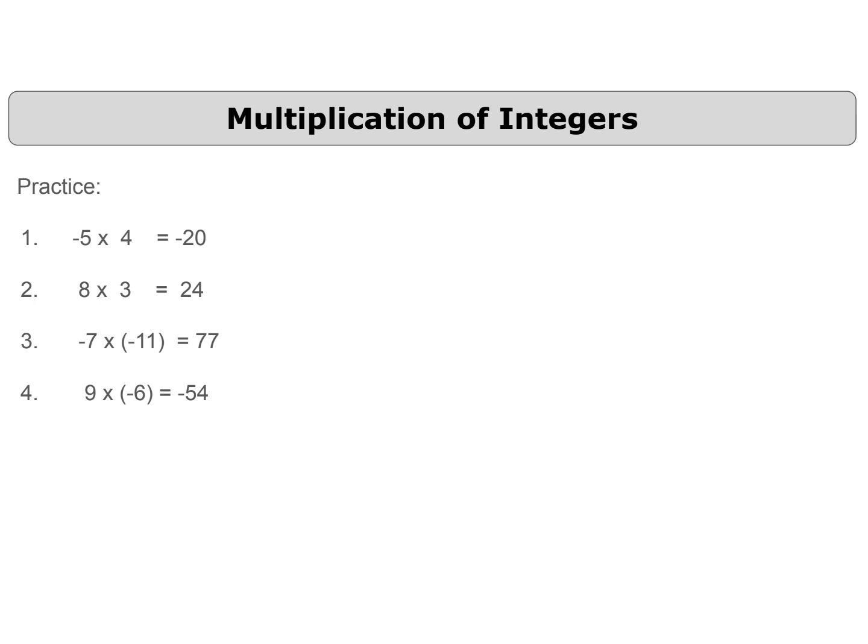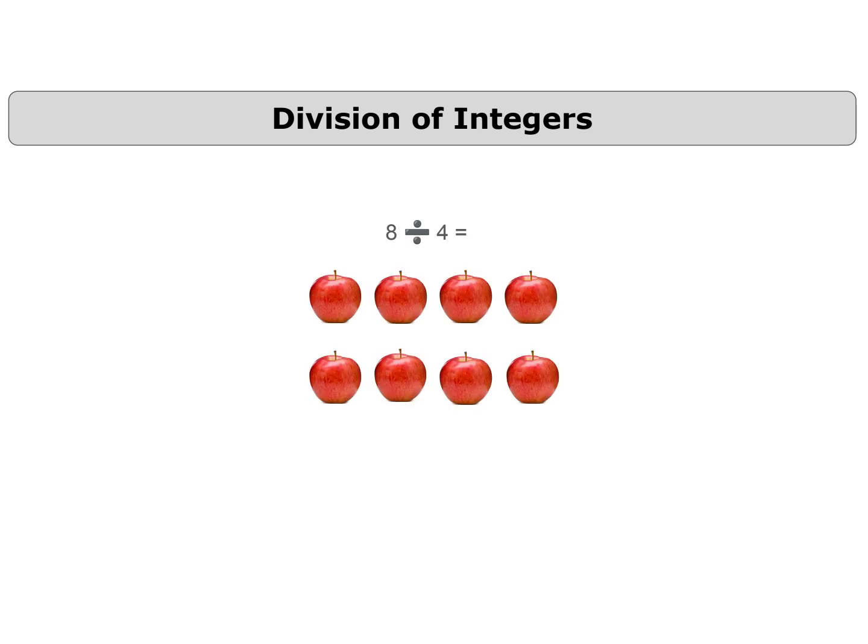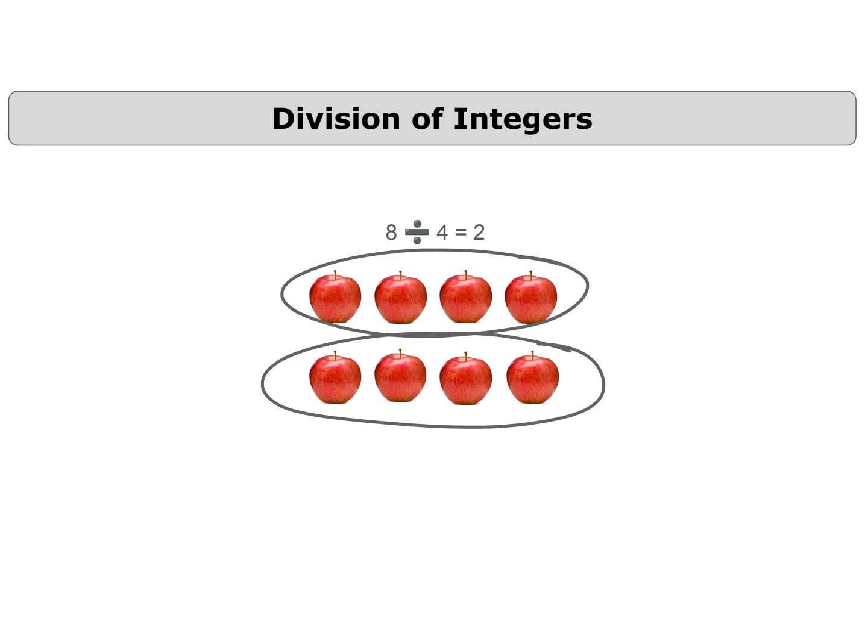Now let's look at dividing integers. First of all, when we have 8 divided by 4, we are saying how many groups of 4 are in 8. If we have 8 apples, how many groups of 4 apples could we make? We could make 2 groups of 4 apples.